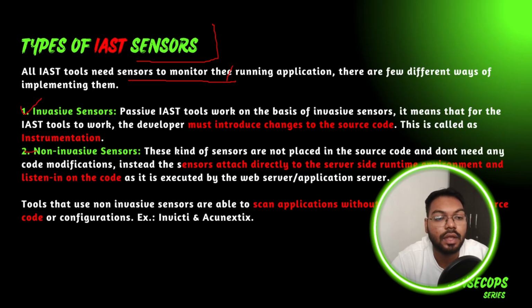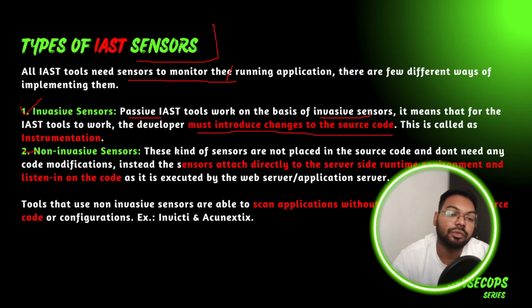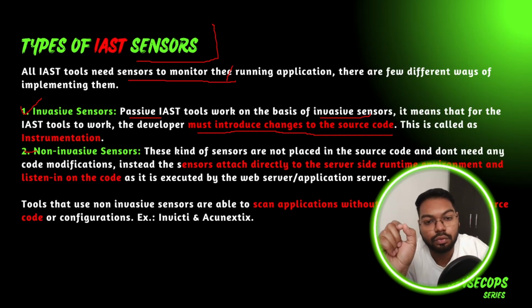If you go by the name, passive IAST tools work on the basis of invasive sensors. As I mentioned, it means that for the IAST tool to work, the developer must introduce changes to the source code. This is called instrumentation. So sometimes passive IAST tools need to be a part of yours. There must be certain calls to the particular sensor, and these sensors would only detect if you have certain inputs in your code base, and they know where to send these results. That's why you need to attach your application with these particular invasive sensors.